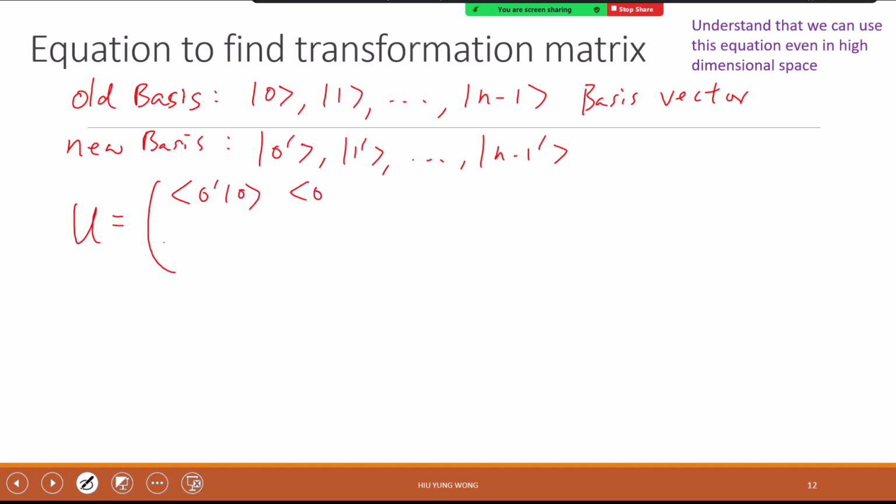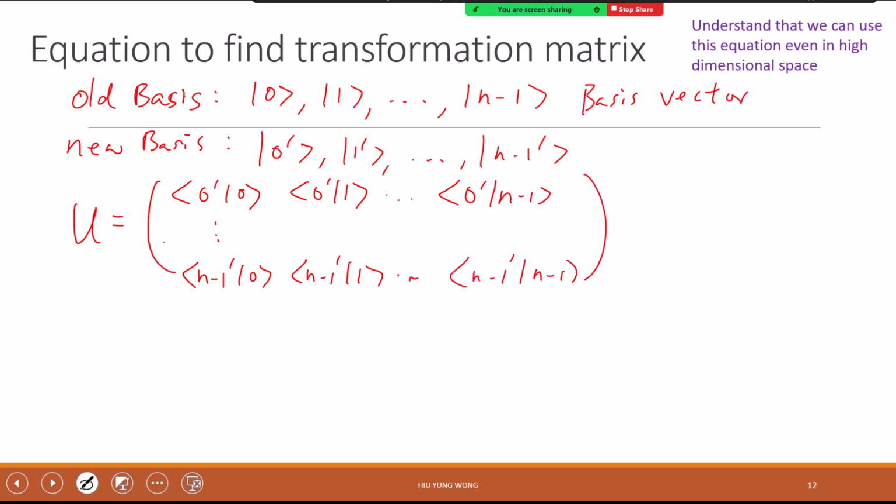0'0, 0'1, up to 0'(n minus 1), then (n minus 1)'0, (n minus 1)'1, up to (n minus 1)'(n minus 1). Each element is the inner product of the new basis and the old basis, with the new basis going first as the row. The first row is the new basis 0' with each old basis, and each column corresponds to an old basis, and that is how you form the transformation matrix.